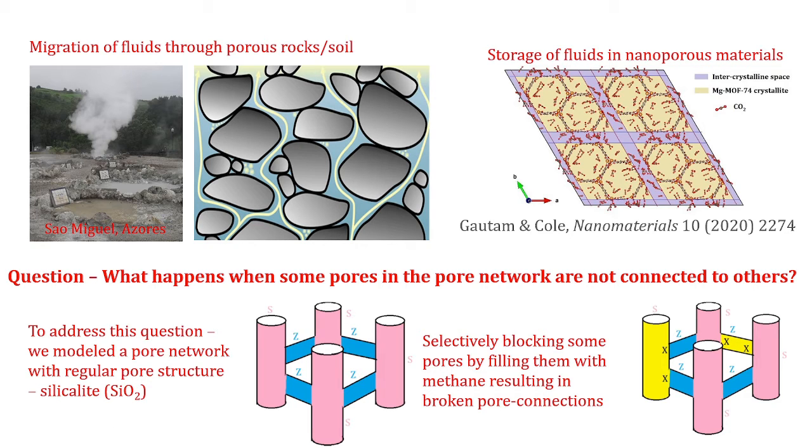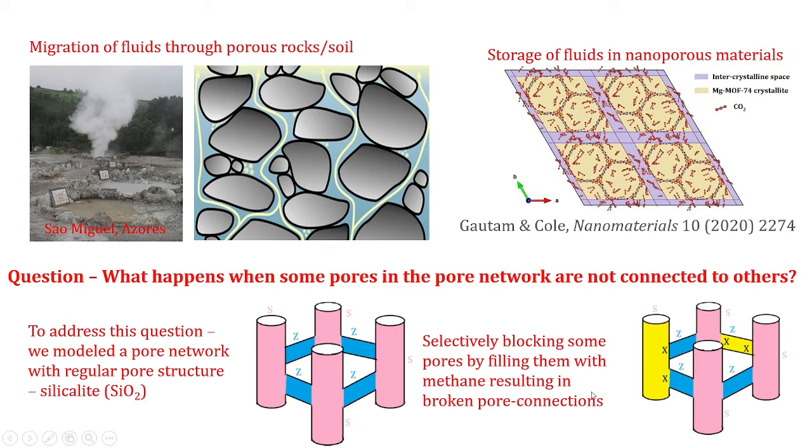To address this question, we modeled a pore network with regular pore structure for systematically varying the pore connectivity, and for that we used Silicalite, which is a nanoporous material with straight channels in one direction and zigzag-like channels connecting them in a perpendicular plane.